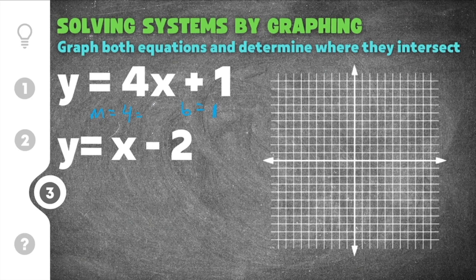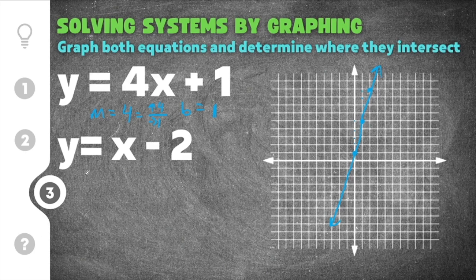Now remember, the slope of 4 means you go up 4 and you go over 1. Our starting point is positive 1, so we go here. The slope is positive 4, so we're going to go up 1, 2, 3, 4 over 1. Up 1, 2, 3, 4 over 1. And I can connect those dots. So I'm going to draw my line here.